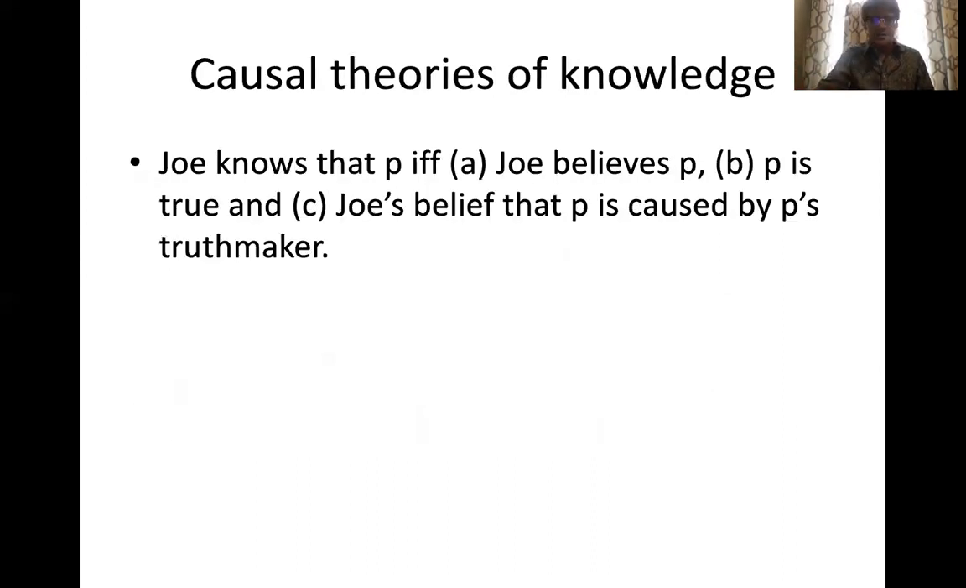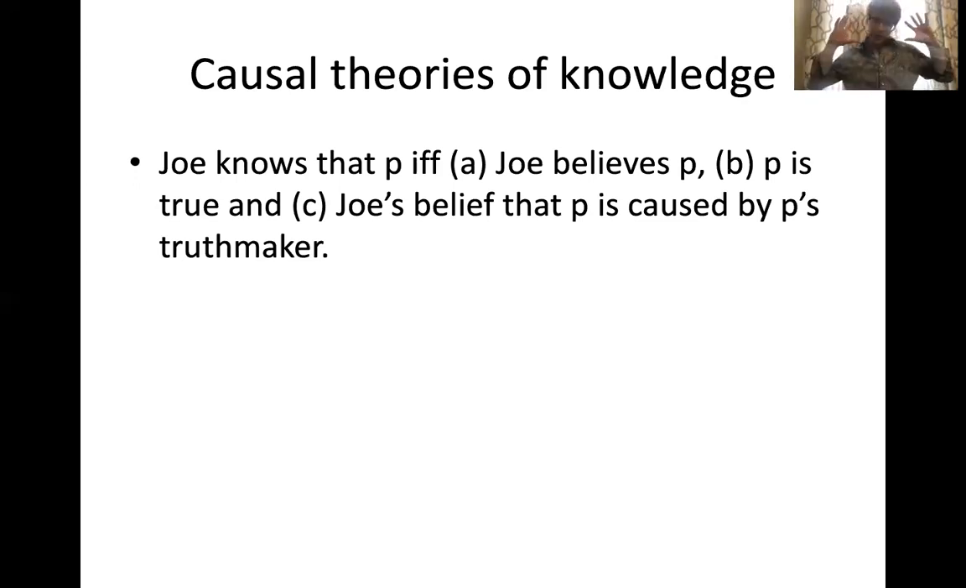Okay, so we can talk about causal theories of knowledge, right? The idea here is that Joe knows that P, if and only if Joe believes P, P is true, and Joe's belief that P is caused by P's truth maker.